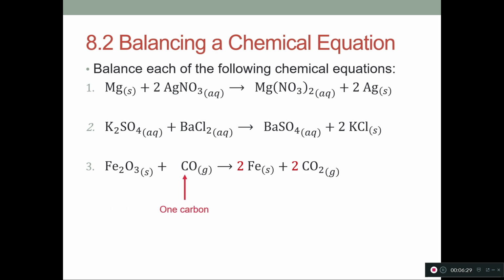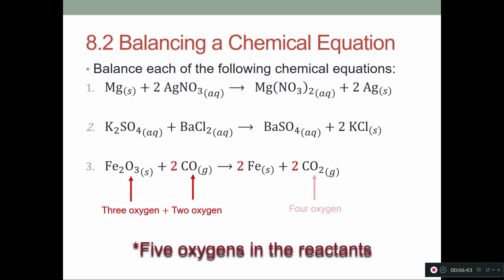But now we see that we have 1 carbon here and 2 carbons here, so those are unbalanced. We put a 2 in front of the carbon monoxide. That makes it so we have 2 carbons here. But now we see, having done that, we now have 5 carbons in the reactants, while we still only have 4 in the products.